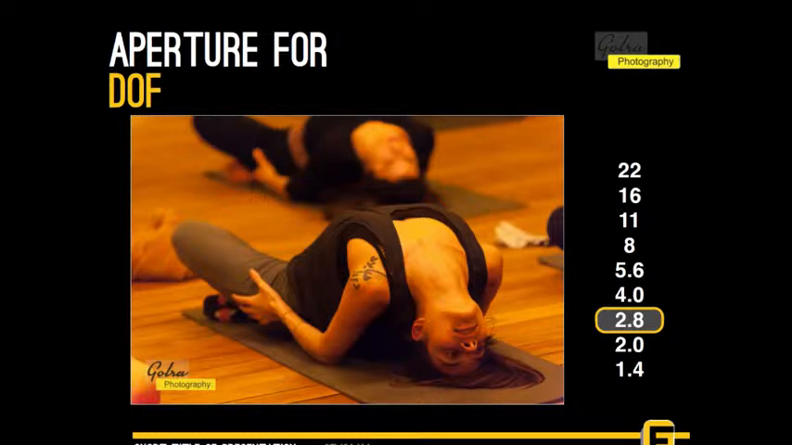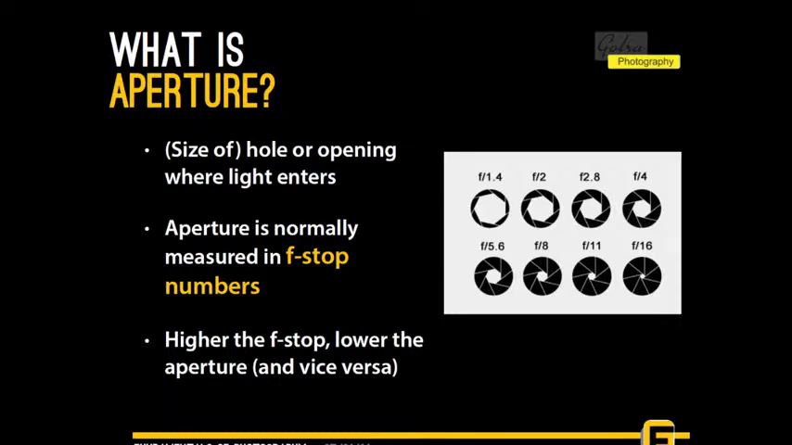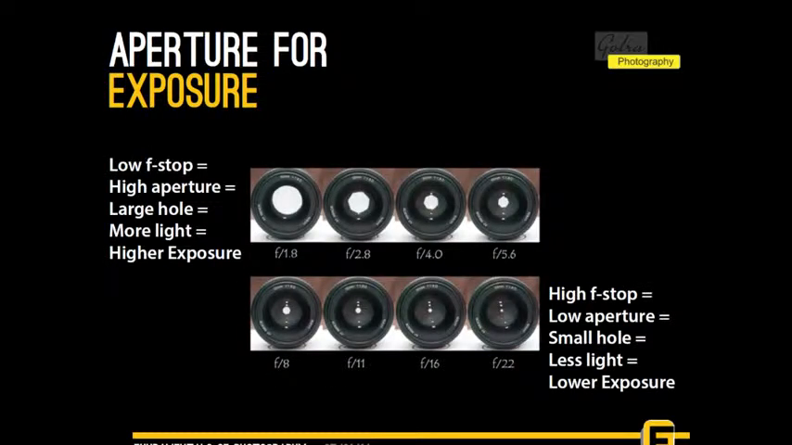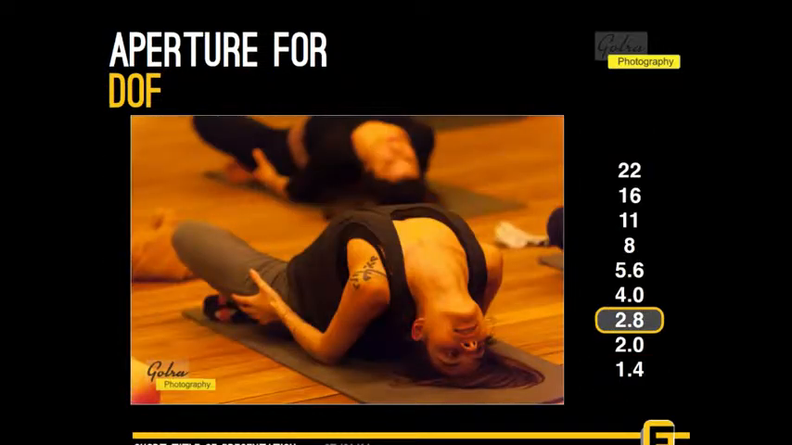Now we are moving from 1.4 to 2.8. 2.8 is something like this. You can see the size is getting a little smaller. Now when it is like that, you can see that light is not entering the camera as much as before, but we still have a blurry background. So this is quite a nice effect.